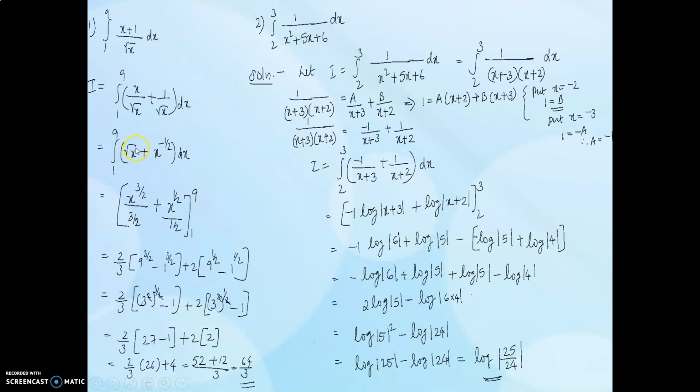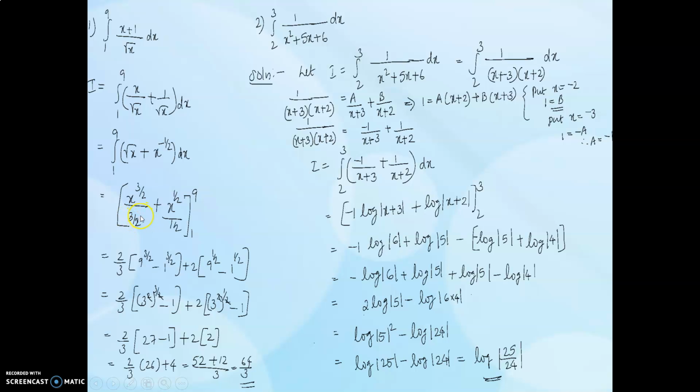So x raised to 1/2 is the term here. Integration of this term is x raised to 3/2 upon 3/2, plus x raised to -1/2 + 1, that is x raised to 1/2 upon 1/2, from 1 to 9. You can take this constant outside of this term. So 2/3 will come out.